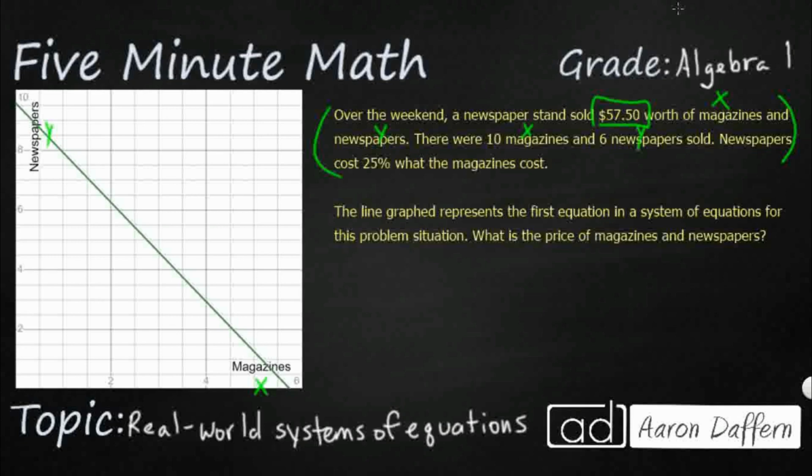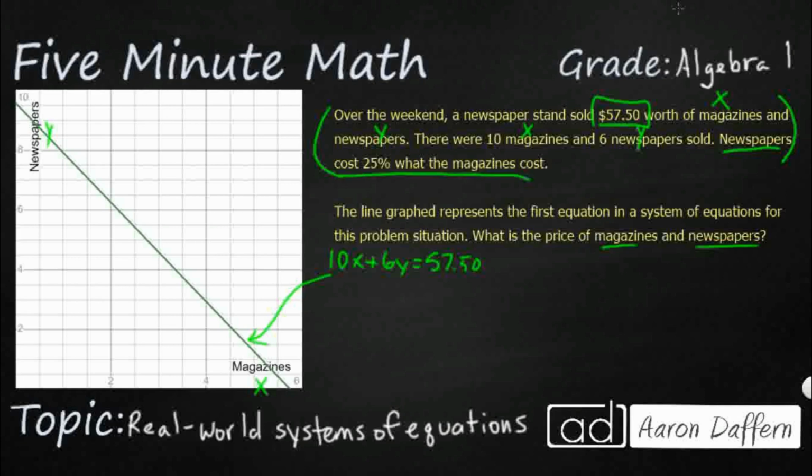So hopefully you're seeing that's the first equation right there: 10x plus 6y is going to equal 57.50. And that's what this line right here represents. Now, we're looking for the price of magazines and newspapers. We're not going to be able to do that other than guessing and checking unless we have another equation, right? We need 2 equations to make a system, and it's this sentence right here.